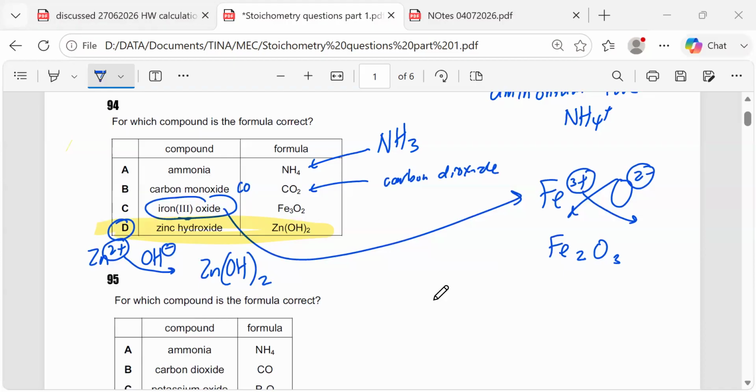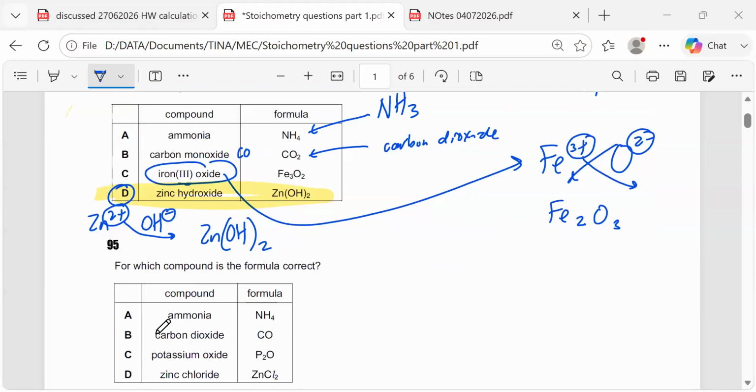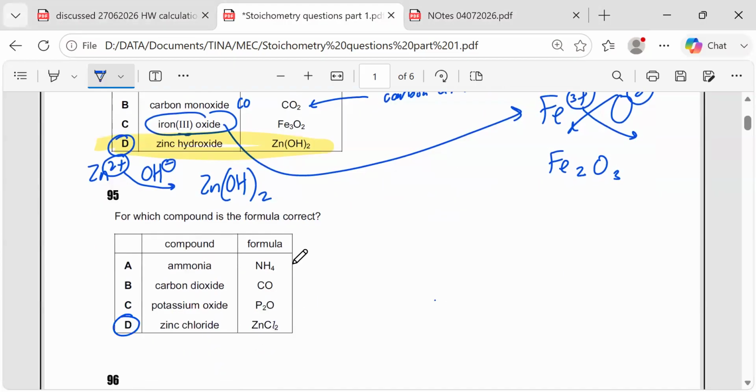Okay, which one? D, yes. Okay, ammonia, I told you already, ammonia is NH3. Carbon dioxide is CO2. Okay, why is this one wrong? Potassium is K or P? K. So it should be K2O. P is what? Oh, phosphorus. Okay, P is phosphorus.